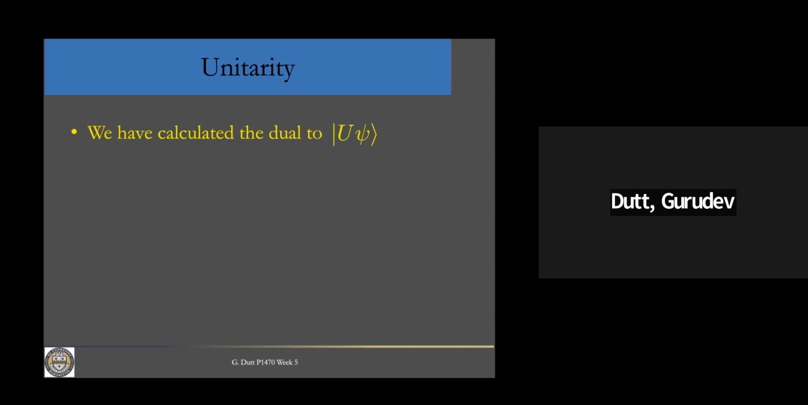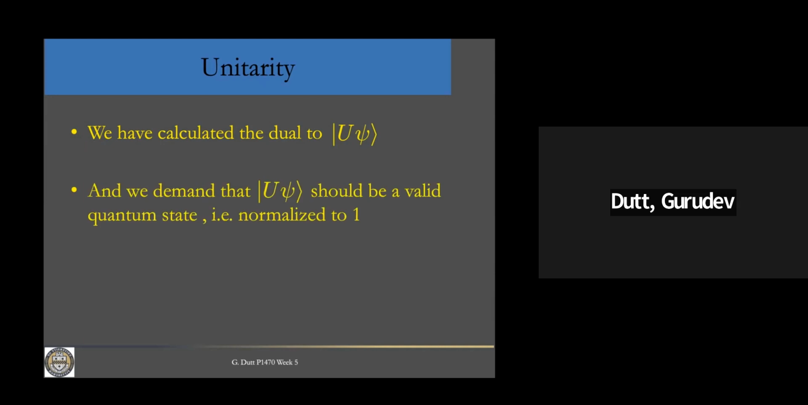So let's go through the steps. We have calculated the dual to U psi. And remember, we demand that the U psi state should be a valid quantum state, normalized to 1. Therefore, its inner product with its dual must be 1. That is the condition we must satisfy for U to be a valid quantum gate. U acting on any state psi must give me a valid quantum state, which means that the new state we form must, with its own dual, give an inner product of 1, be normalized to 1.